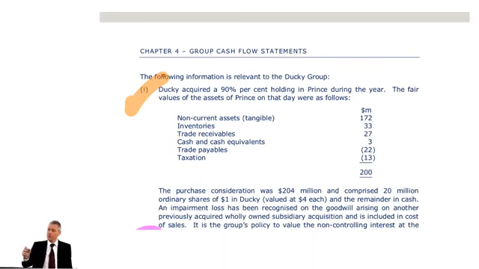What we're going to do is we're going to tick our way through these fellas here, just like this. But not quite in that order, a bit more subtle than that. But we are going to start with the 172. So when a sub walks in, Ducky acquired a 90% holding in Prince during the year. The fair values of the assets of Prince at that day were as follows. When a sub walks in with tangible non-current assets, they walk in. That's the idea there. So we'll tick that fella off and then we'll stick it in our answer.